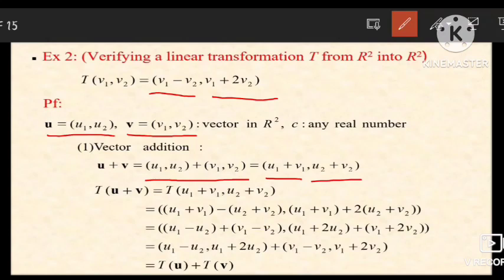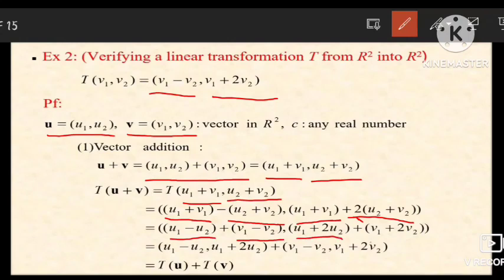Now T of u plus v will be equal to T of (u1 plus v1, u2 plus v2), which will be equal to (u1 plus v1 minus u2 plus v2, u1 plus v1 plus 2 of u2 plus v2), which will be equal to (u1 minus u2 plus v1 minus v2, u1 plus 2u2 plus v1 plus 2v2), which will be equal to (u1 minus u2, u1 plus 2u2) plus (v1 minus v2, v1 plus 2v2), which will be equal to T of u plus T of v.